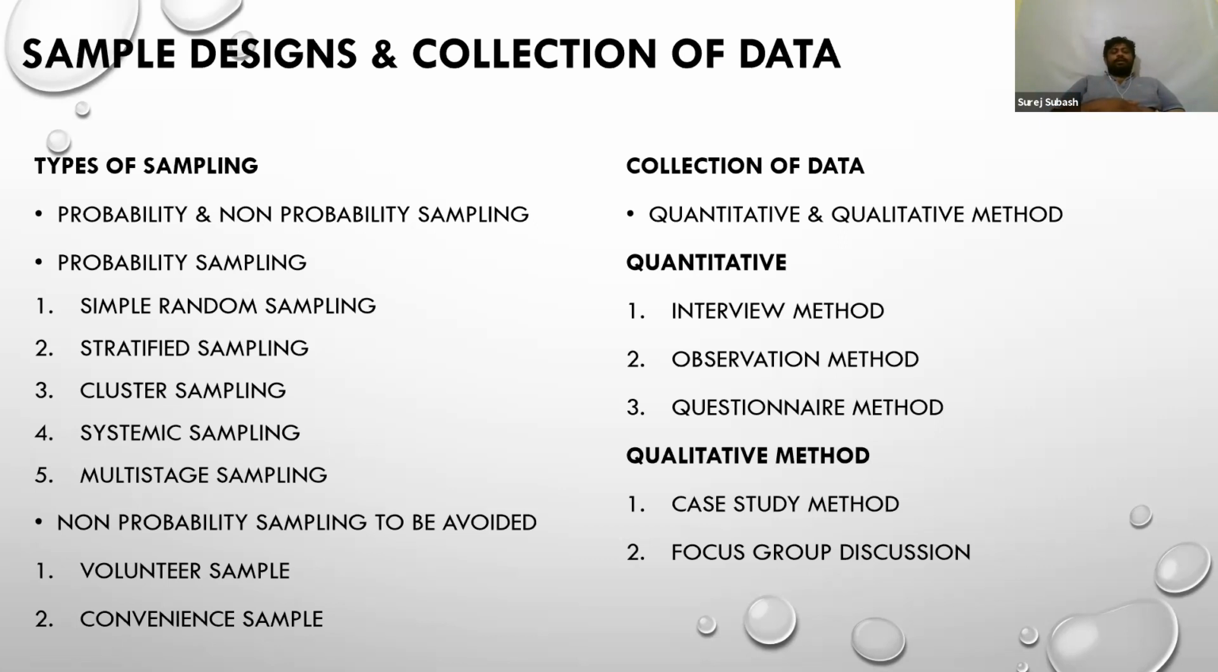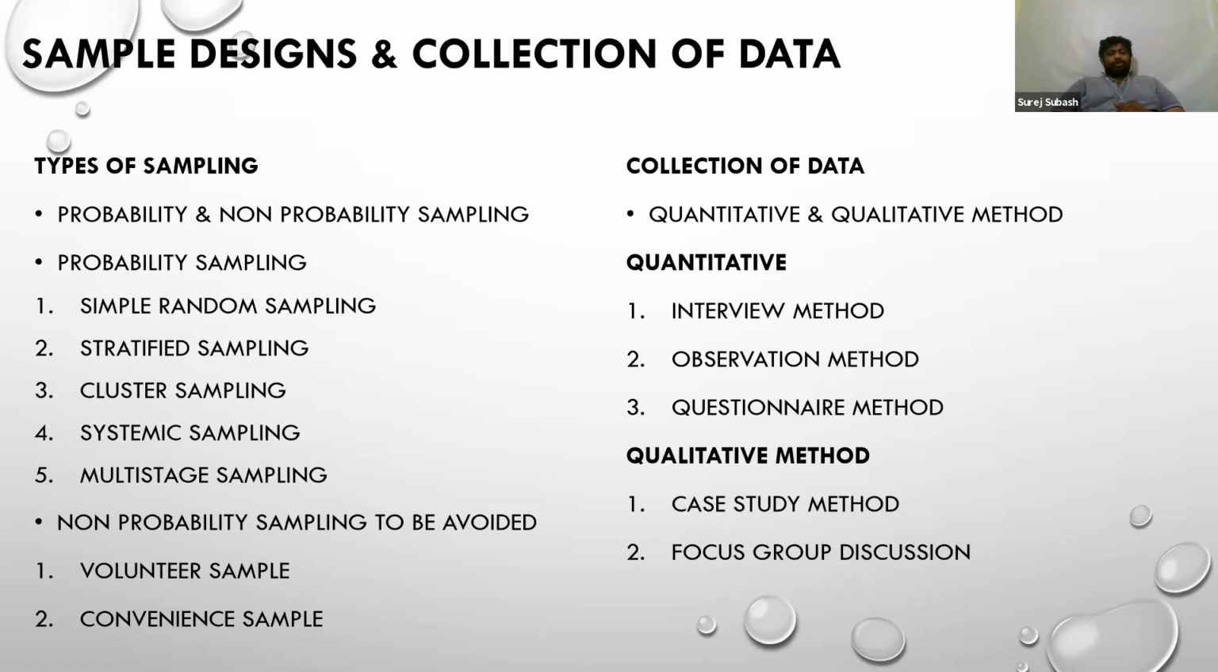Qualitative methods include the case study method. When you take up a case sheet, write down the patient details, everything, and collect the information, that is called the case study method. And focus group discussion means we have a group of people with similar characteristics, and you sit together and have a discussion. That is called an FGD, or focus group discussion.